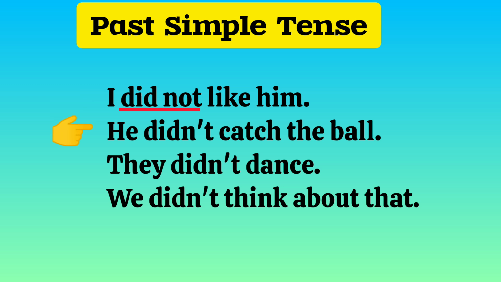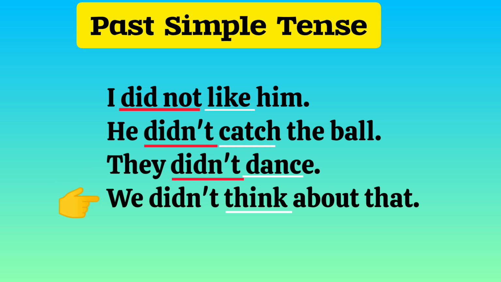We keep the base verb as it is. He didn't catch the ball. Again, it is he did not. But here we use contraction form. He didn't catch the ball. They didn't dance. Again, here is the contraction form did not. And notice that for the verb, we did not change it at all. Notice here, catch is irregular verb and dance is regular verb. So we keep them in their base form.